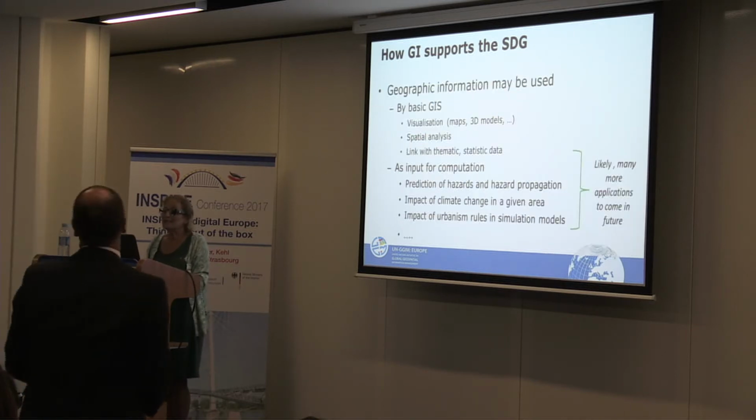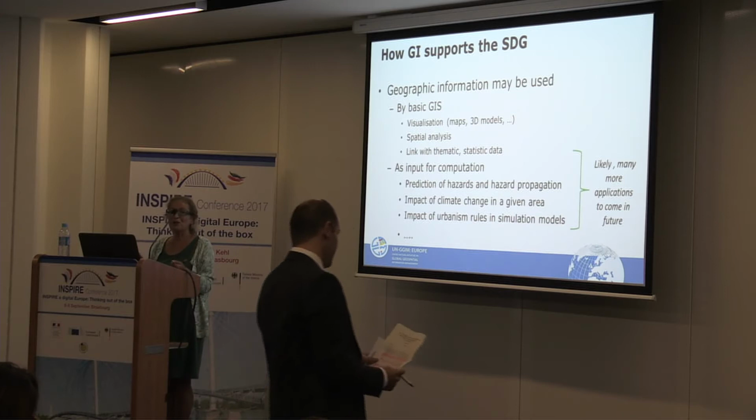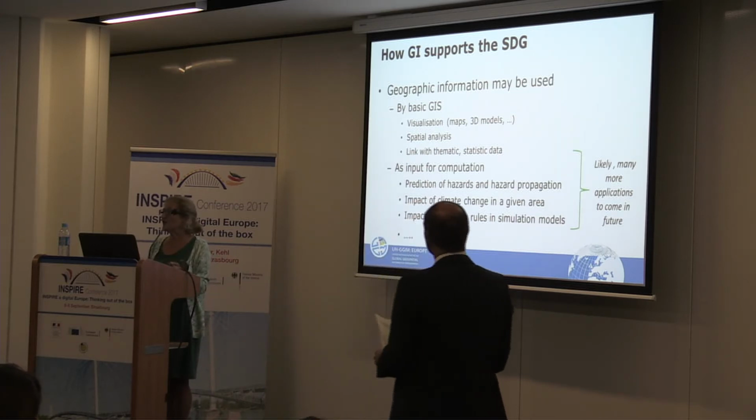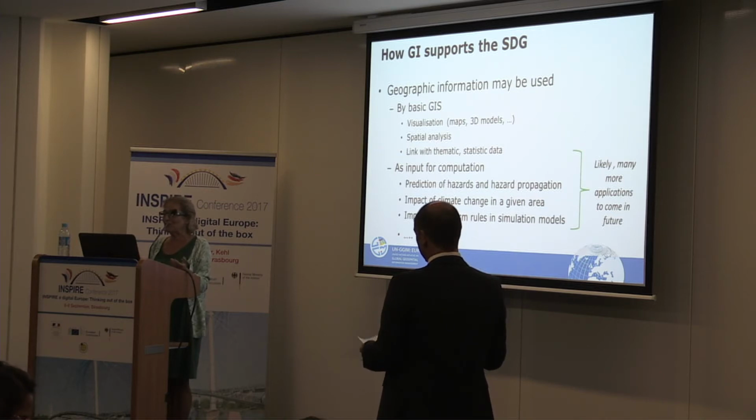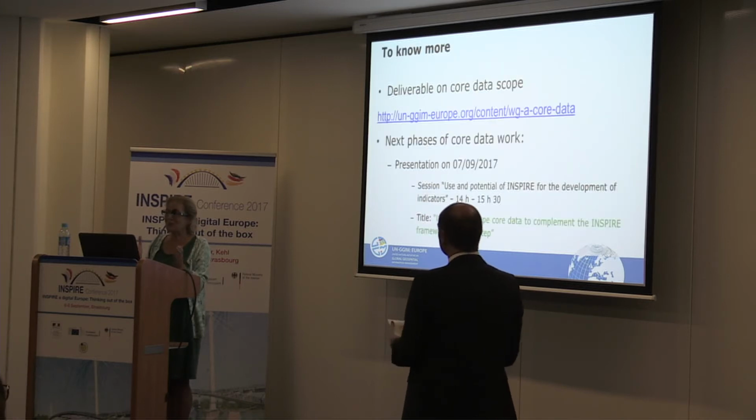Another learning is more about the method. Of course, geographic information is used, I would say, by basic GIS, making spatial analysis, combining data and making maps. But it's more and more used for computation in applications, for prediction of hazards, for impact of climate change in a given area, simulation models, and things like this. So there is this increasing use of geographic information, and I think we are still at the beginning. This use will really grow in future.